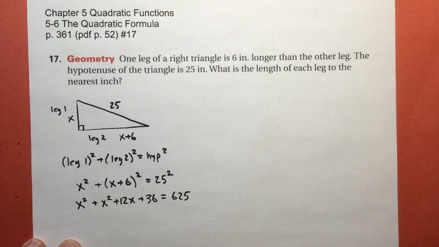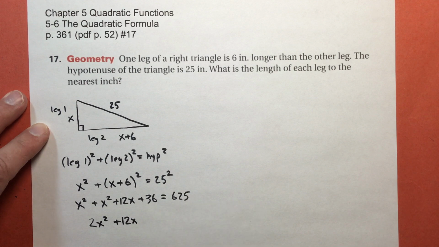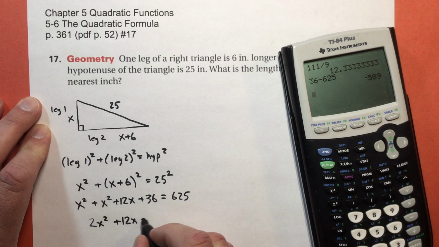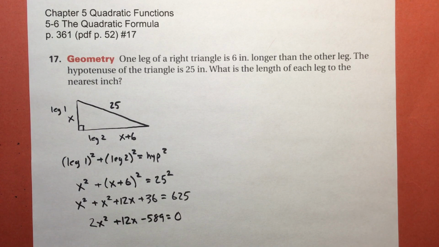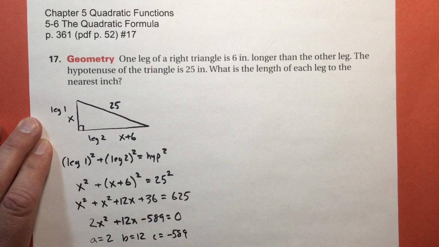That looks like a quadratic equation, but now I need to simplify it to be able to use it. x squared plus x squared is 2x squared. Then 12x, and then I get 36, but I'm going to subtract 625. 36 minus 625 is negative 589. And there's my quadratic equation that I need to solve. This tells me that my a is 2, my b is 12, and my c is negative 589. Cool.